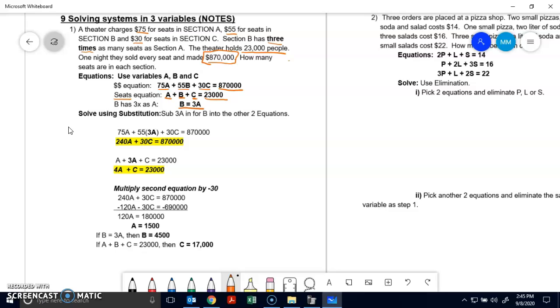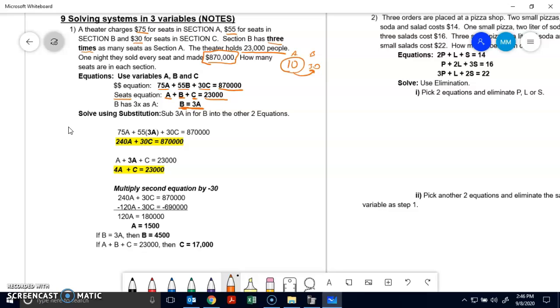Because if you think about it, if A has 10 seats in it, B would have 30 seats in it. So it's the A number of seats times 3 that gives you B. So A times 3 gives me B, based off of this wording. So the first type of solving is pretty simple.